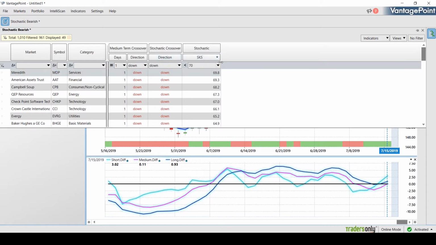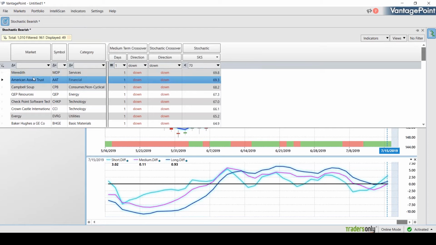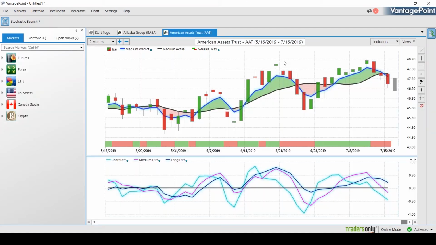Remember I told you that 80 represents an overbought market? Right here, we've got this set to less than 70. So now we're looking for a bearish opportunity. If we were to pull up something, let's pull this one up from the financial sector, AAT.